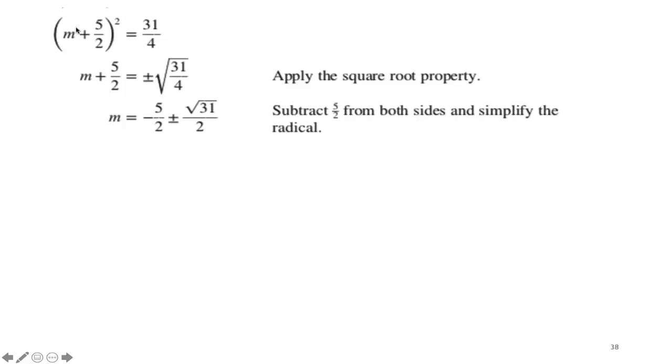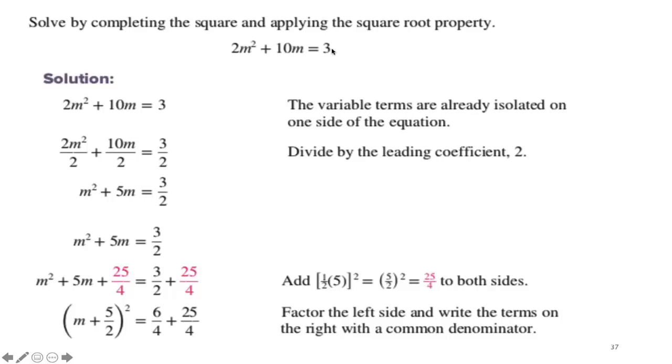Now, because this is a perfect square, we can use the square root property by taking the square root of both sides. This will get plus or minus the square root of 31 over 4. I can move this term over, becoming negative 5 over 2, plus or minus root 31 over 2. So now I have found m to be this complicated radical expression. And notice, this problem is hard because I can't factor this nicely, and so that's why we need to use this process.